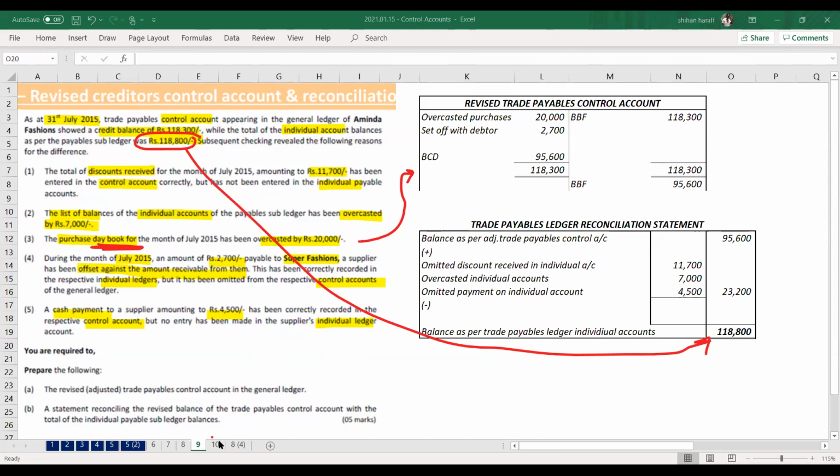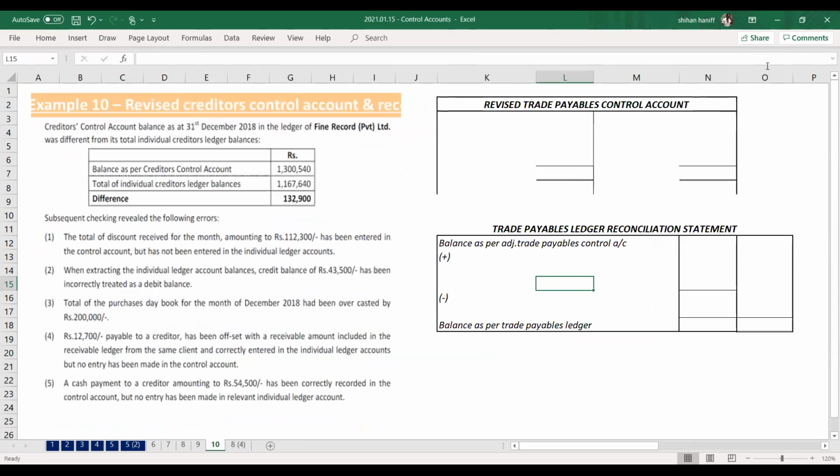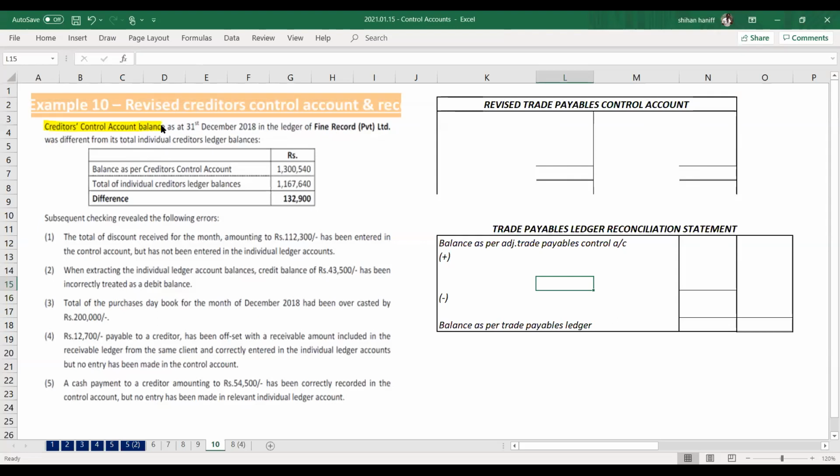Right, so we'll move to another, last question for today. Example 10. Creditors control account balance. This is also creditors. Control account 1,300,540. Individual 1,167,640. Difference is 132,900. But I'll give 5 minutes for you all to do this. You should be able to do it.